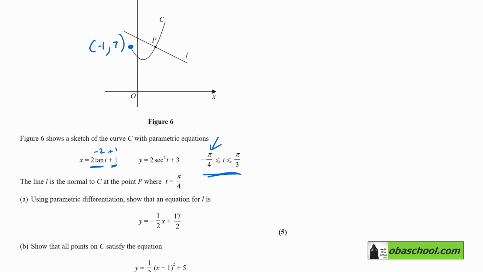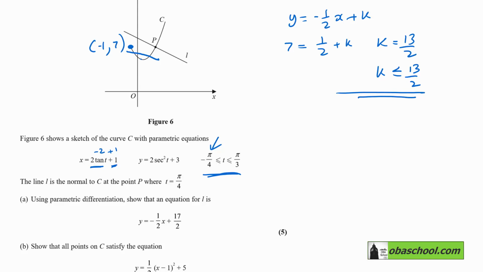So the line that we have is y equals negative a half x plus k. So put that in. 7 is equal to negative a half times negative 1, which is positive a half, plus k. That gives me k is 13 over 2. Now, as the line moves down from there, k will reduce. So we know that k needs to be less than or equal to 13 over 2. That's part of the answer.